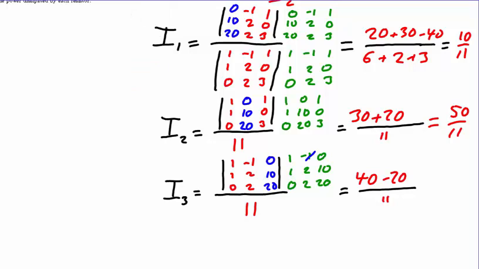The second negative diagonal yields negative 20, so we will need to subtract the negative 20, which is the same thing as adding 20, and the third negative diagonal gives us a result of 0, meaning that we have now completed the calculation for the current I3, and the current I3 is going to be 40 over 11 milliamps.